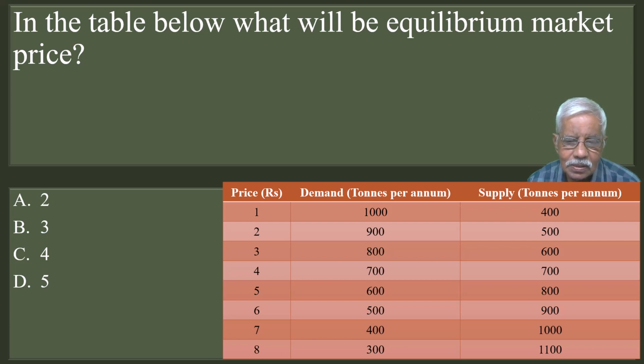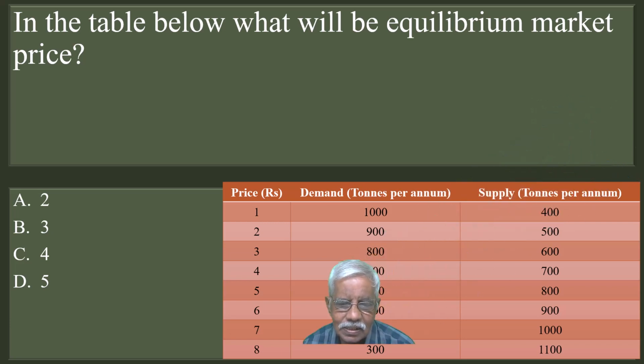Equilibrium price is determined by the equality between demand and supply. So, look for the price which equates the quantity demanded with quantity supplied. Yes, the price is 4. Quantity demanded 700 units, quantity supplied 700 units. Option C is the correct answer.